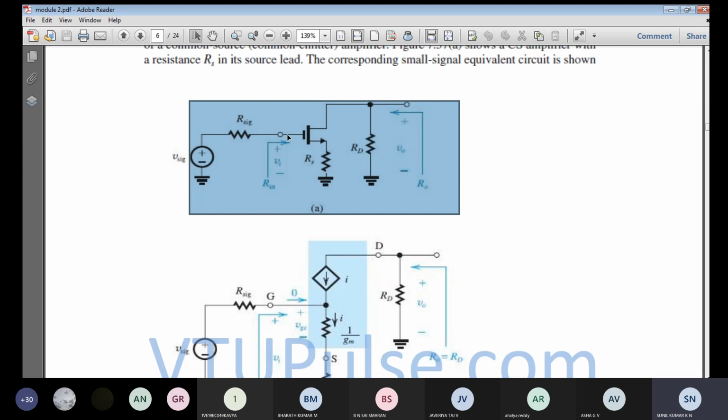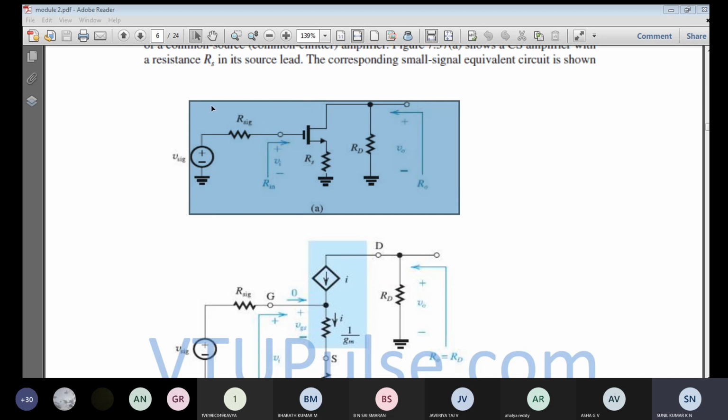So to make it a simpler analysis, we are going to modify that one. I'll just show the corresponding small signal equivalent circuit model. In this circuit, you can see this is the small signal operation of the model, wherein the gate is there, the source is common, the gate is the input and the drain is the output.